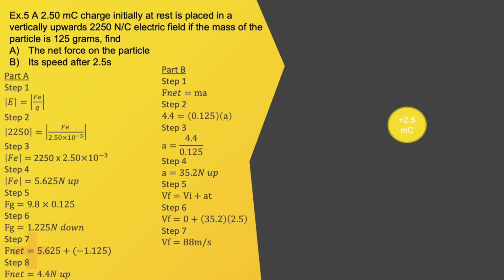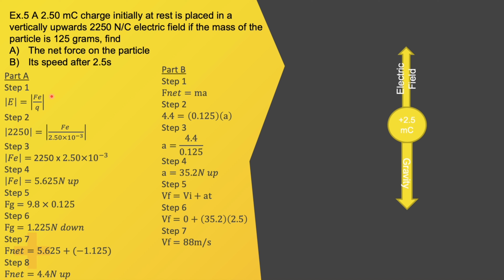Moving on to example number 5, a 2.5 millicoulomb charge initially at rest is placed in a vertically upwards 2250 newtons over coulomb electric field. If the mass of the particle is 125 grams, find A, the net force on the particle, and B, its speed after 2.5 seconds. For this question, we're first going to begin by solving its magnitude.